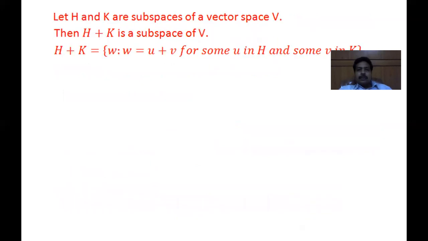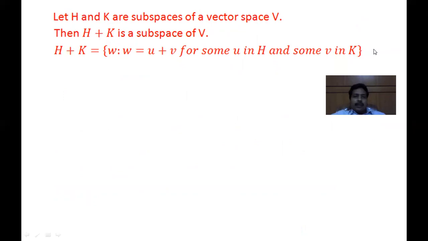So let us look into one more example on subspaces. Let H and K be subspaces of a vector space V. Then H plus K is a subspace of V. H plus K is defined as the set of all elements W such that W is equal to U plus V for some U in H and some V in K. So W can be written as a combination of two vectors. The first vector should be from H and the second vector should be from K. Whenever we can write a vector in this form, we can say that it is in H plus K. That is the definition of H plus K.